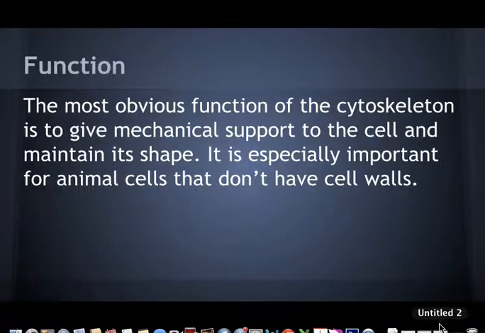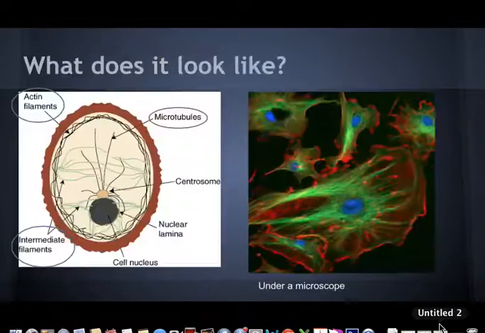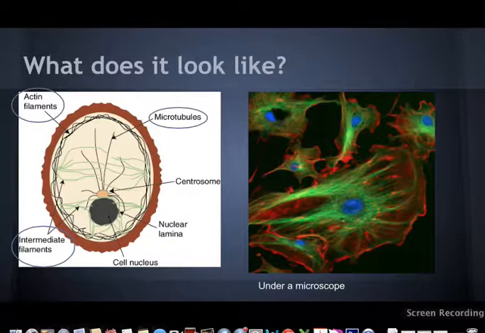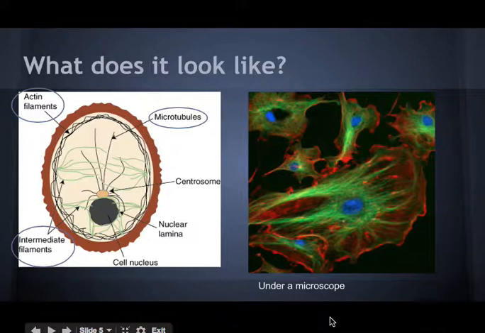The most obvious function of the cytoskeleton is to give mechanical support to the cell and maintain its shape. It's especially important for animal cells that don't have cell walls. On this picture we can see the cytoskeleton under a microscope, and also we are going to talk about the most important elements of the cytoskeleton.